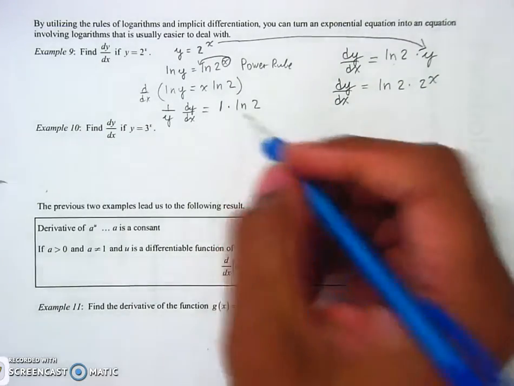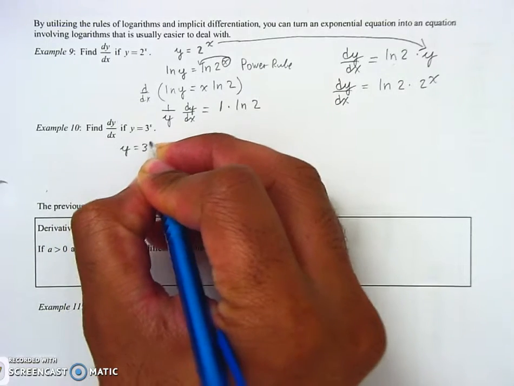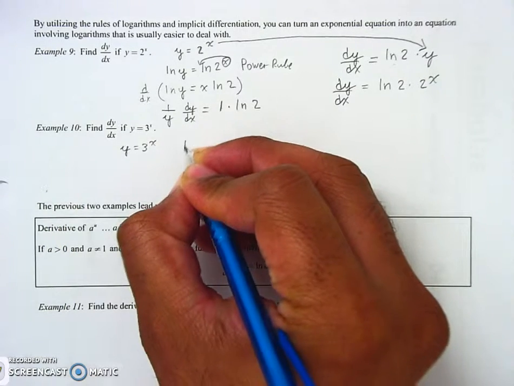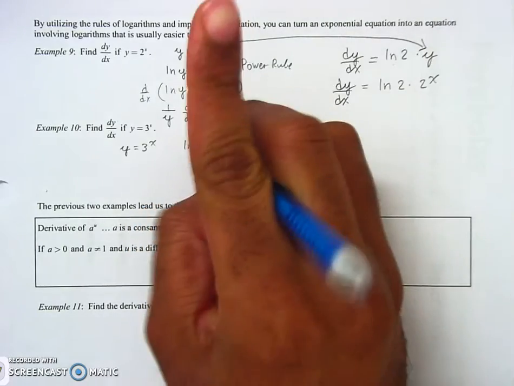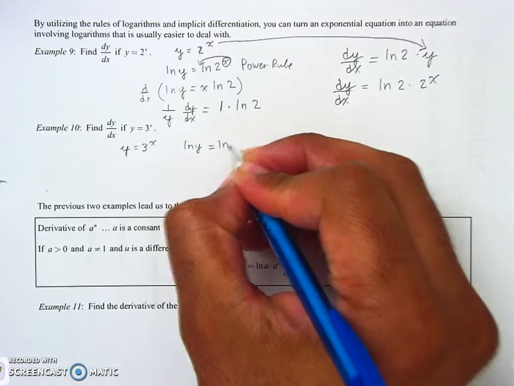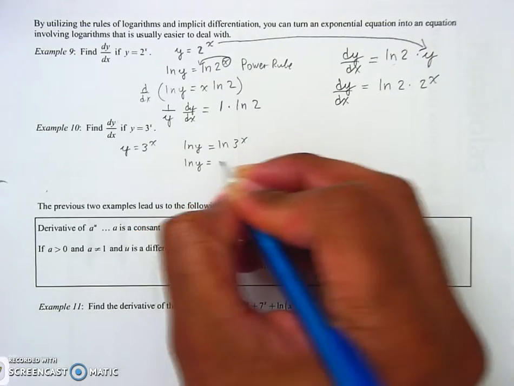So here, we're going to do the same thing for this part really quick. Fly through this one because we just did one just like it. So again, exactly as we did, take the natural log of both sides, ln 3^x, do the power rule of logs.